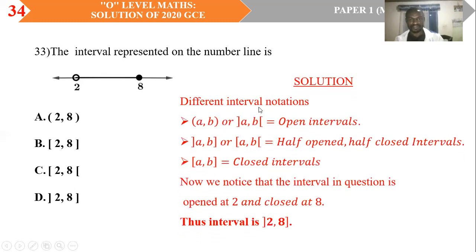Solution. Different interval notations. When we have an interval like this, (A, B), in this manner, we say that that is an open interval. Any interval represented by these brackets in this manner is called half open, half closed intervals. This one is open at A, closed at B; closed at A, open at B. So it's called half open, half closed intervals. This one is closed at A, closed at B. This one was open at A, open at B, open intervals. So this is a closed interval.